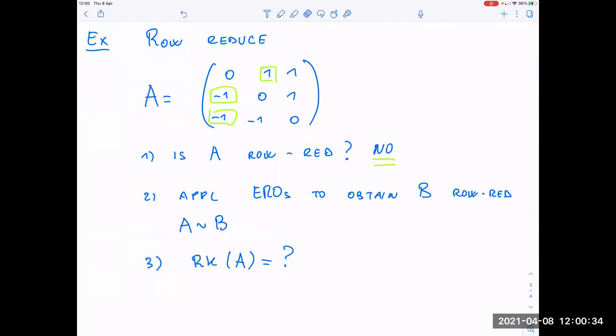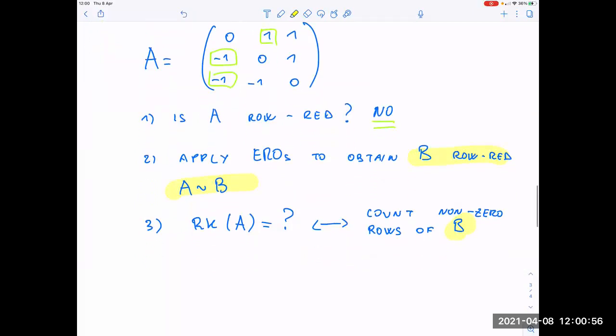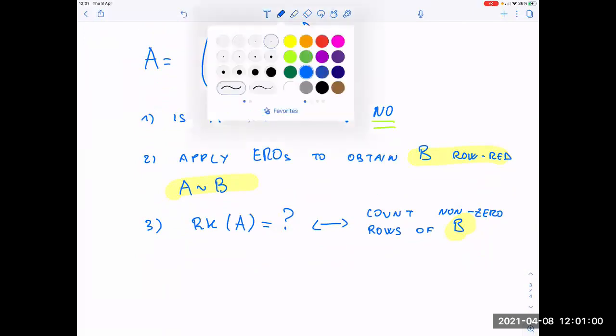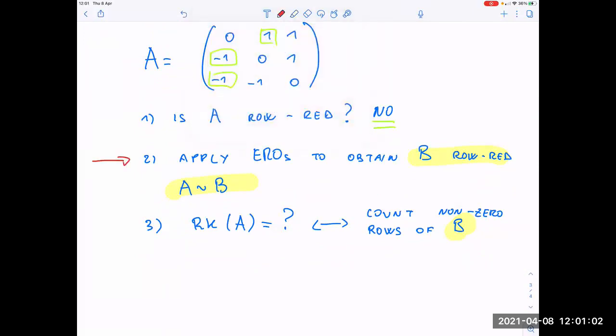So to answer this question, we simply count the non-zero rows of B, which is, what is B? Well, it is a row-reduced matrix, row equivalent to A. Okay, so now let's see together how we can perform this task here.